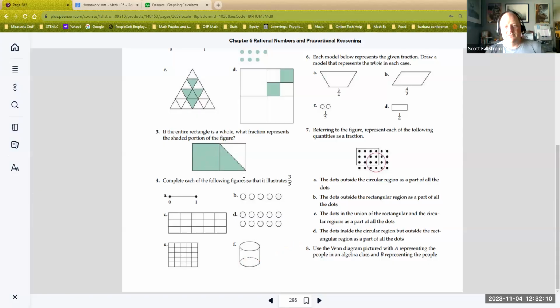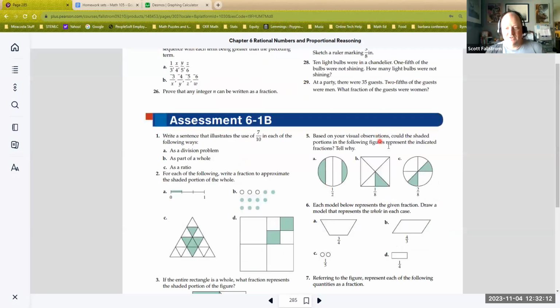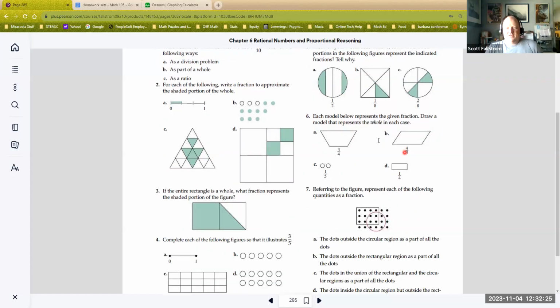All right, so that's question 4. Let's see here, 5. Based on the visual observations, oh, now you have to do some determination. A student comes up and says, "Hey, I shaded half of this. Look at me. Yeah, it's 1 out of every 2 pieces that is shaded." Let's see here. Each model below represents the given fraction.